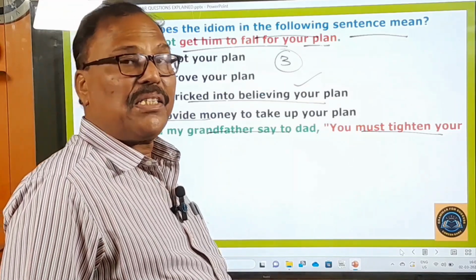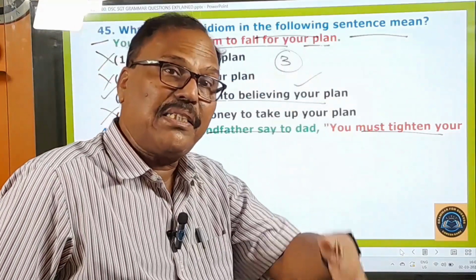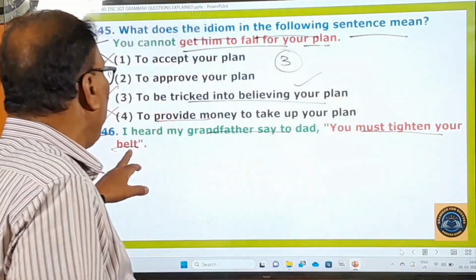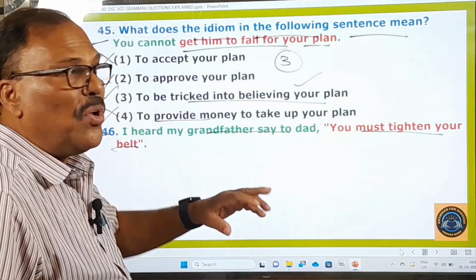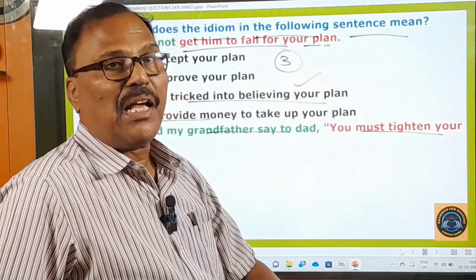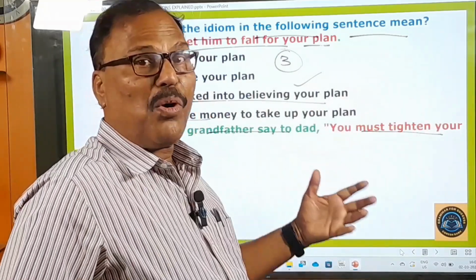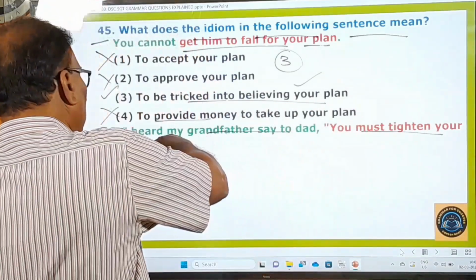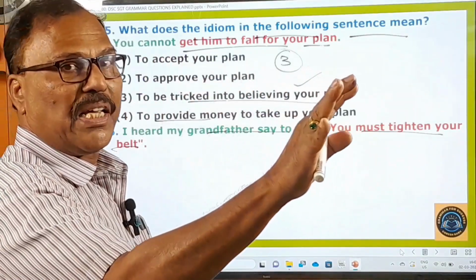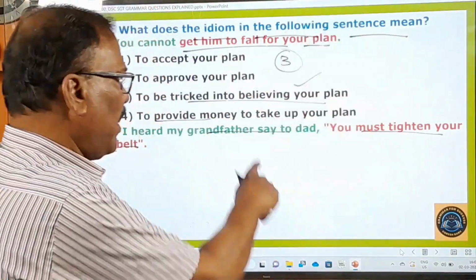That's my problem. That is the tightening. That tightening the belt is different from this tightening the belt. Tightening your belt means spend less than you did earlier. You used to spend more money, but now we cannot spend more. That is the meaning. So tighten your belt means control your expenses. Spend less. That is the meaning it gives.